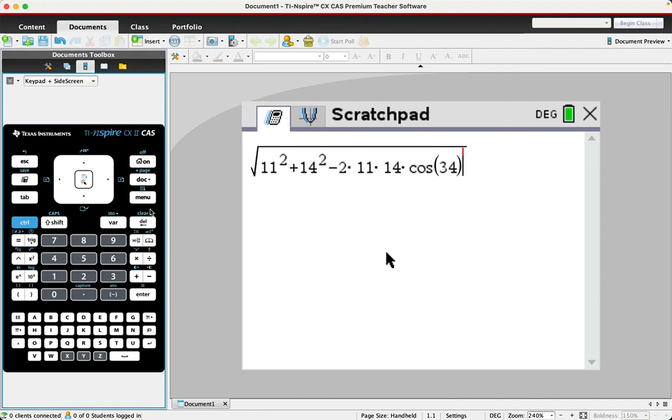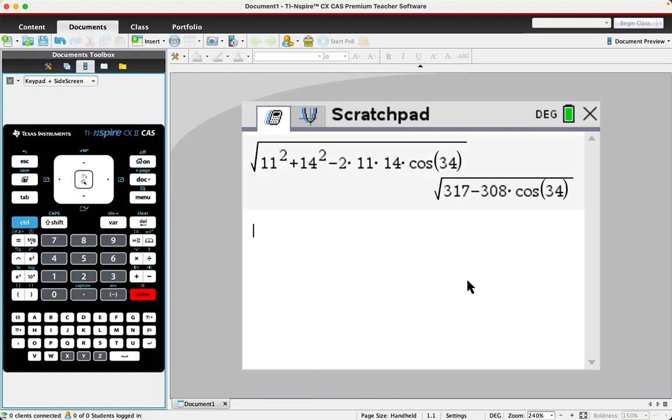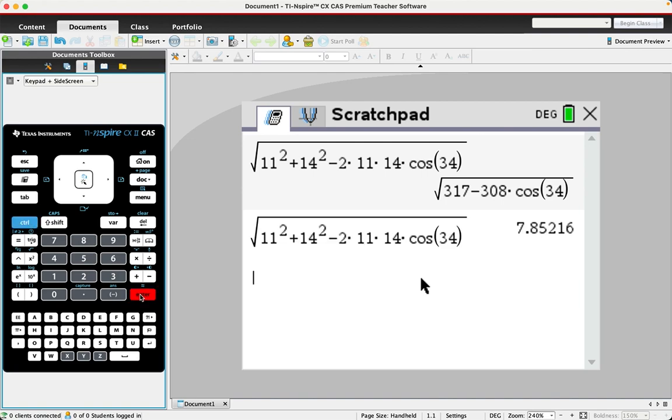Now, this is 34 degrees, so one of the things I've got to make sure is that this is in degree mode. If it's not in degree mode, I'm not going to get anything here. If I press enter, it simplifies it, but what I want is a decimal approximation. So I do my control enter, and I get the length of that side is about 7.9. We'll call it 7.9. I'm not going to get bent out of shape if you do 7.8, that'll be just fine.